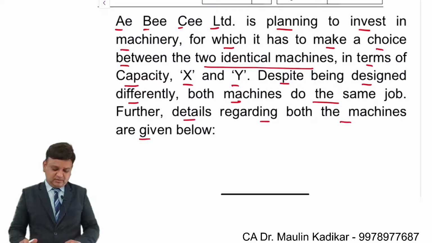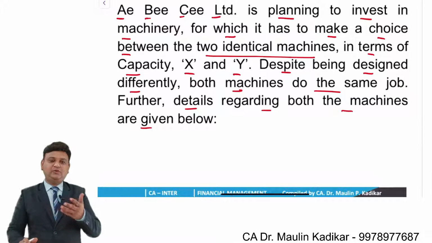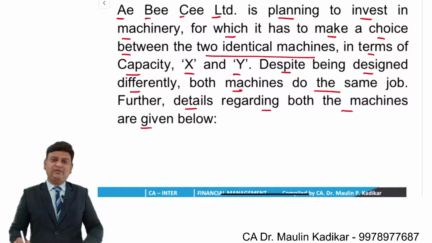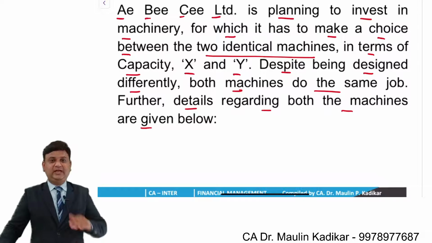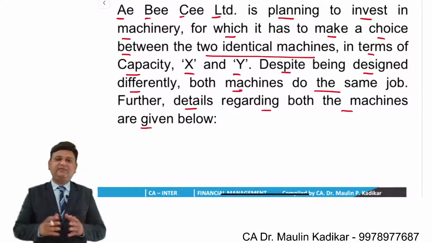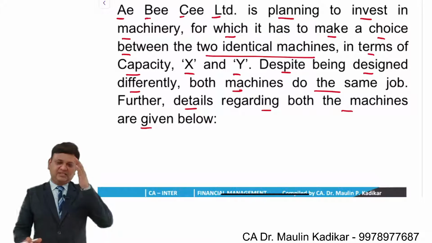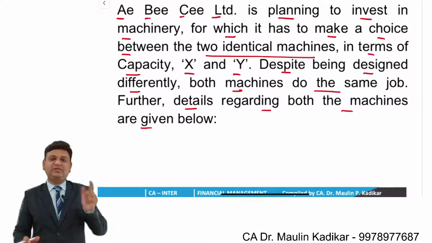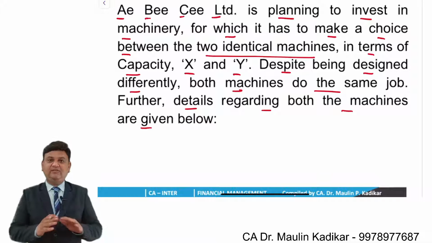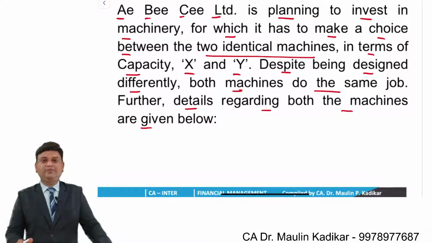So friends, my question to all of you is what kind of information is provided to us with respect to the revenue? Yes, everybody has answered correctly. In this question, no revenue information is given. We have been provided with the cost information and we are required to compute which machinery has a lower cost. That is the way we are required to take the decision.